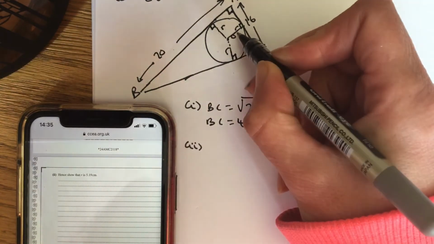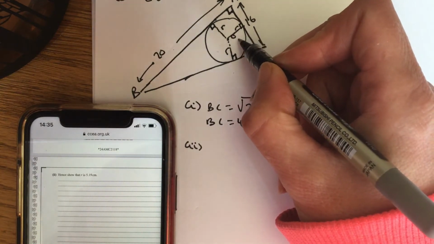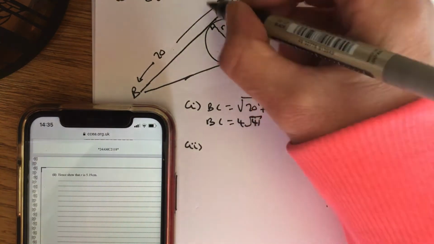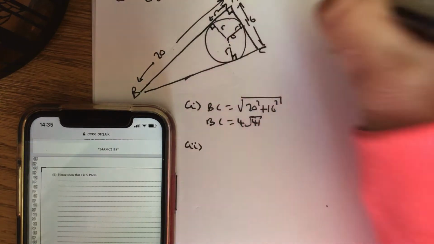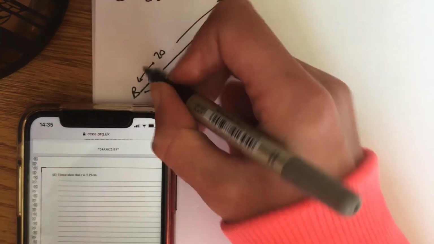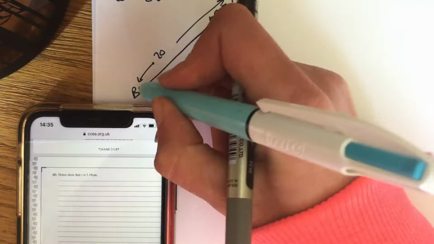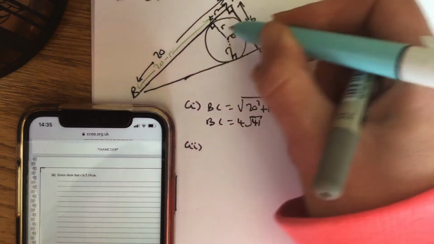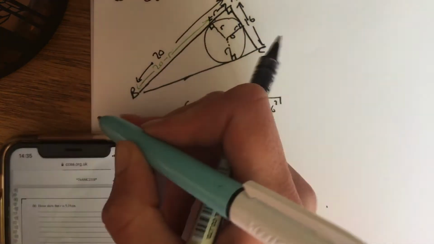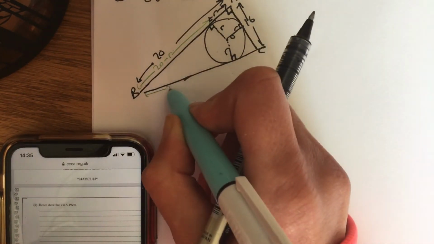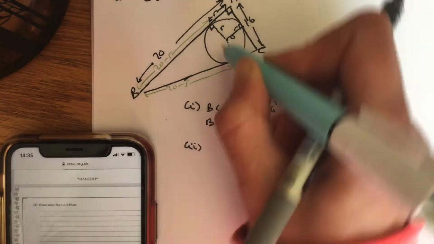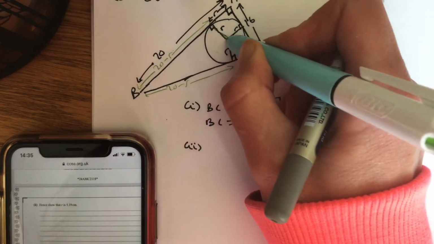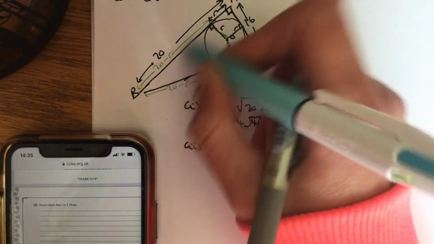Now, if you look up here, if this is a radius, here's a radius as well. Which means that this line here is 20 minus the radius. Can you see the kite in there? I'll call this a green kite, because this side is going to be 20 minus r as well. So that's quite important. You can see that shape in there.